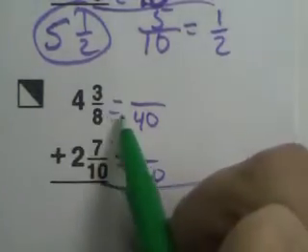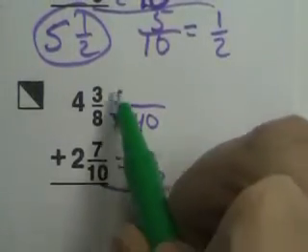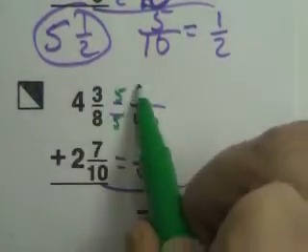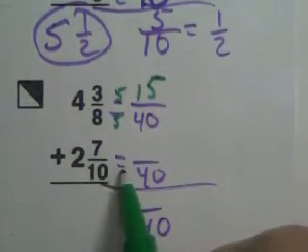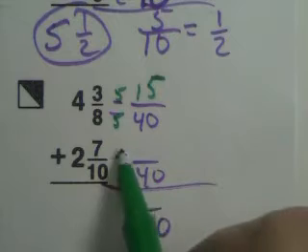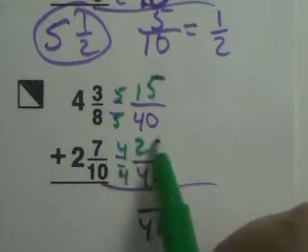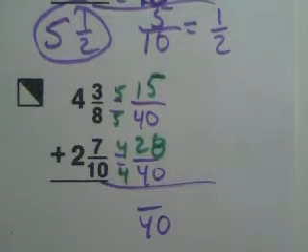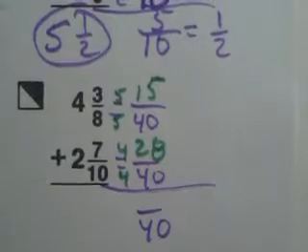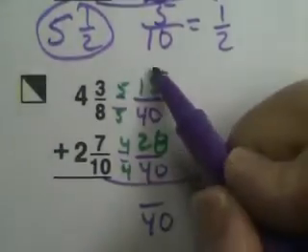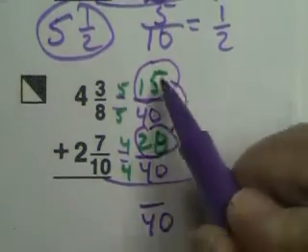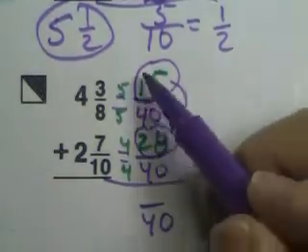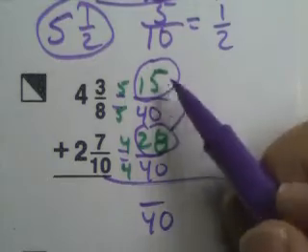I have 8 times 5 is 40. So 3 times 5 is 15. And here, 10 times 4 is 40. 7 times 4 is 28. Now all I have to do is just add the top numbers together, the numerators. 15, because it's adding. 15 and 28. What's that make? 43.